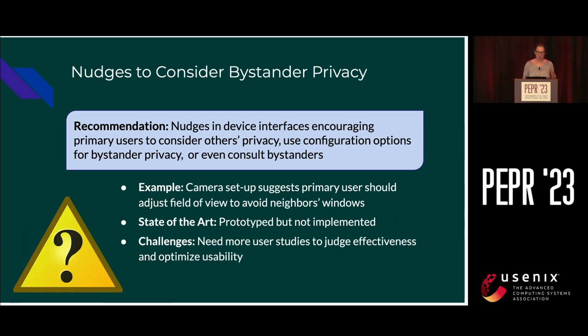Next, smart home interfaces could incorporate nudges, encouraging primary users to consider others' privacy. So, for example, a camera's setup wizard could suggest that the primary user should adjust the field of view to avoid capturing data through the neighbor's windows. Such designs have been prototyped, but to my knowledge, they are not yet commercially implemented. And more user studies are needed to judge how effective such nudges would actually be and how to minimize their intrusiveness in the setup process.